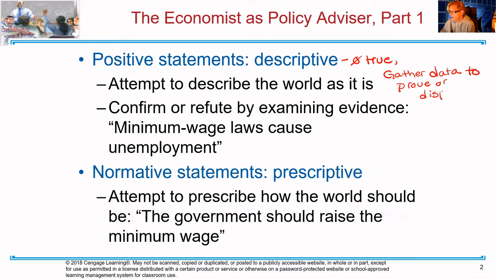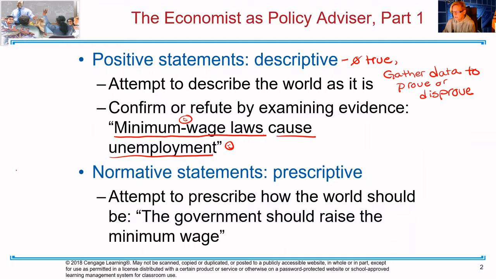So what you want to look at is, are the things in the statement measurable? Let's take a look at this first one. Minimum wage laws. Is that measurable? Yes. So far it's positive. Because one goes up, the other one goes down, or there's some correlation here. Yeah, we can measure that. And we can measure unemployment. So that's what makes this a positive statement.